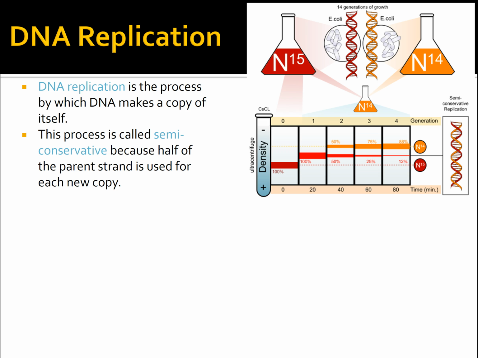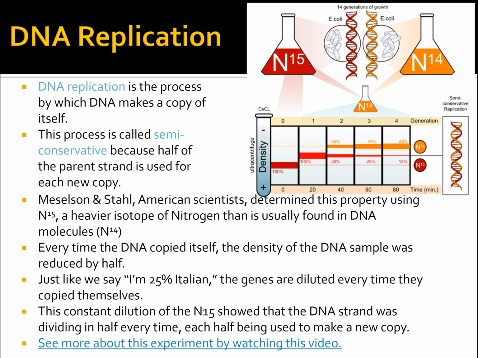This process is called semi-conservative because half of the parent strand is used for each new copy. And this was another situation where scientists didn't quite know how this worked until somebody did an experiment on it. This scientific team of Meselson and Stahl, who were American scientists, determined this property of semi-conservative replication using N15, which is an isotope, a heavy isotope of nitrogen that is found in DNA molecules. So in other words, it's a marker. It's just like the radioactive markers that we talked about previously. This is a way for them to watch molecules through a process.